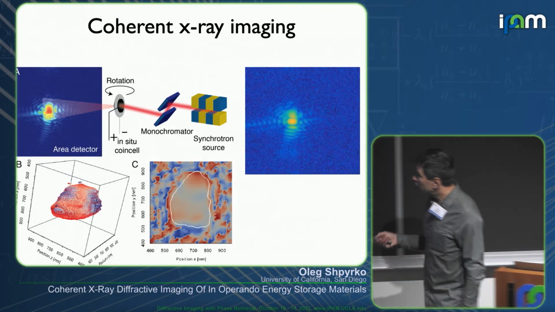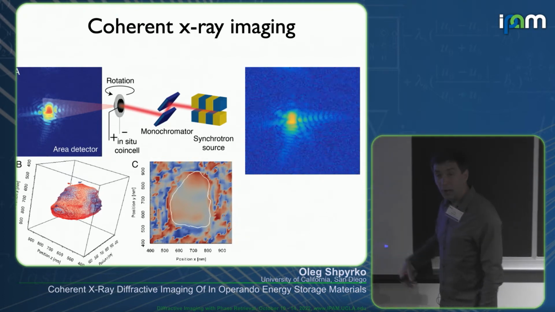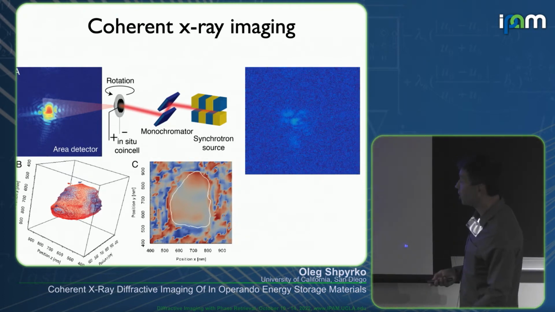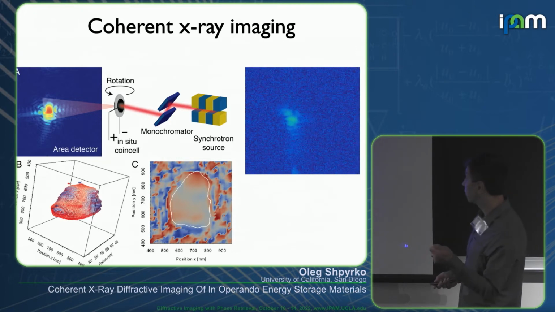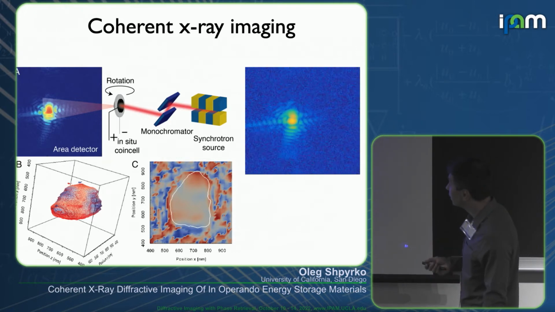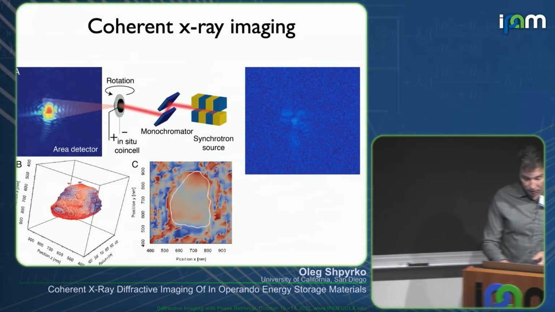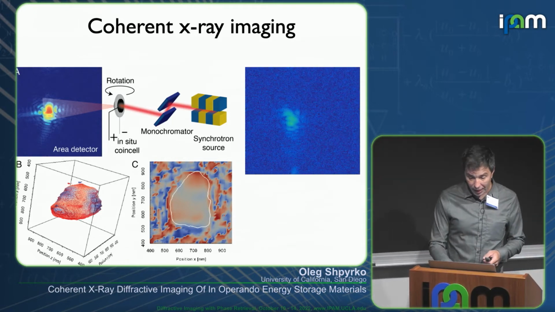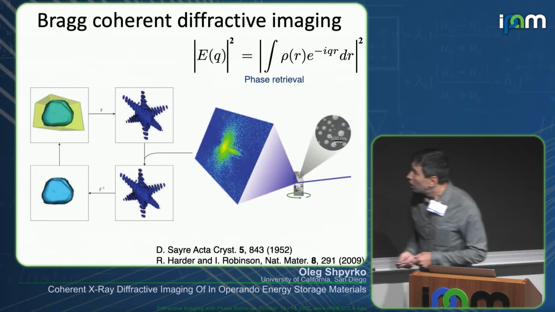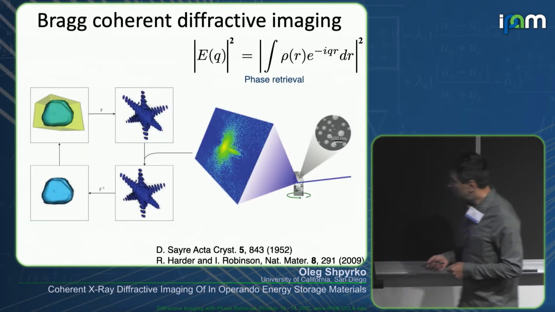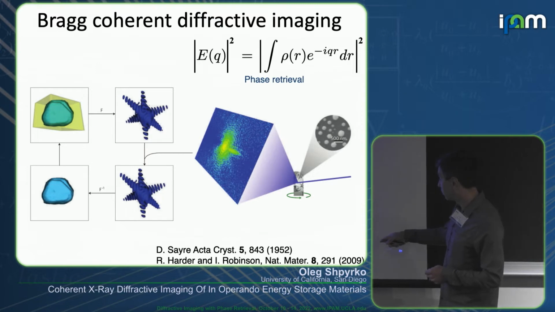So just as an illustration, this is a movie of rocking through one of these Bragg peaks. That's how we collect three-dimensional information, by simply tuning to one of the crystals and then rocking it around. And then by solving for the missing phases, we get the shape of the particle and the internal structure.